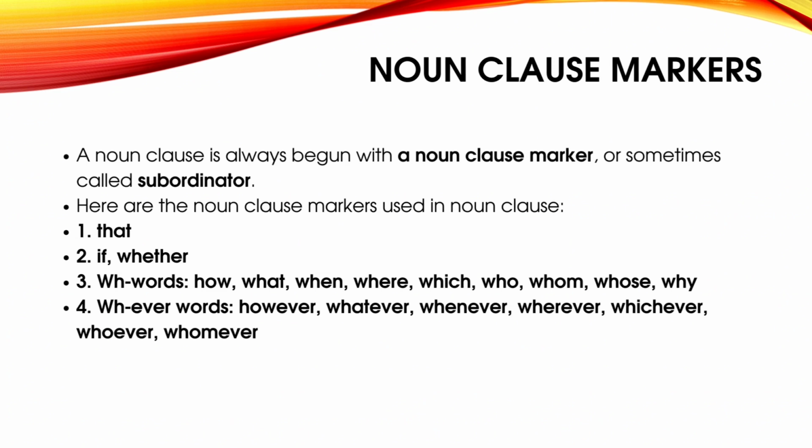Noun clause markers. A noun clause is always begun with a noun clause marker, sometimes called a subordinator. Here are the noun clause markers used in noun clauses. First, that; second, if, whether; third, WH words: how, what, when, where, which, who, whom, whose, why; and fourth, WH-ever words like however, whatever, whenever, wherever, whichever, whoever, and whomever.